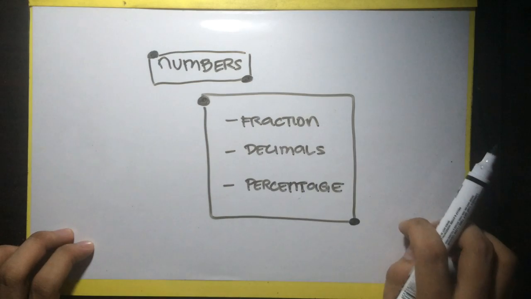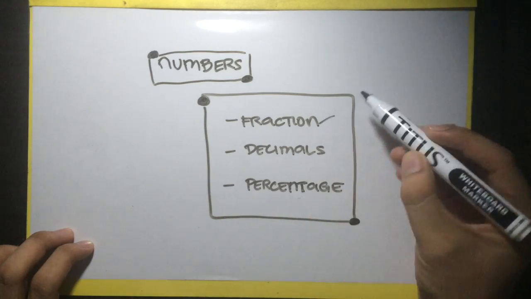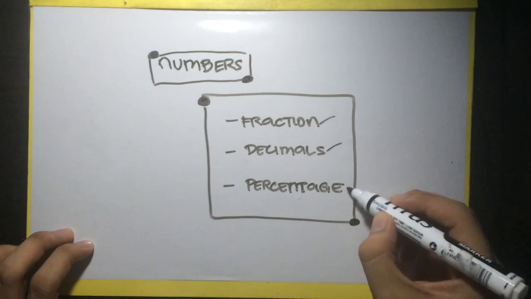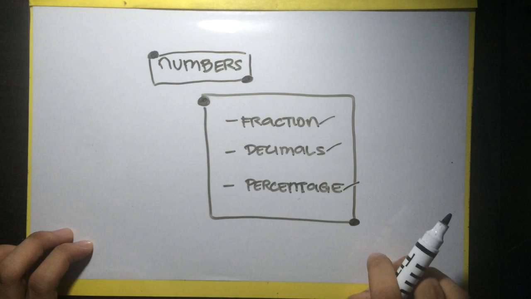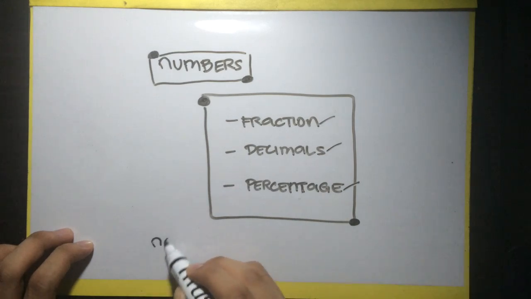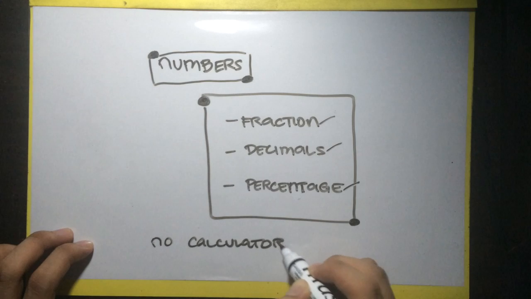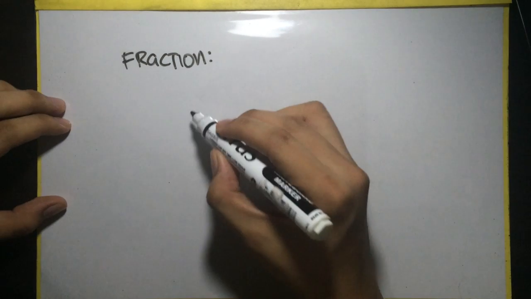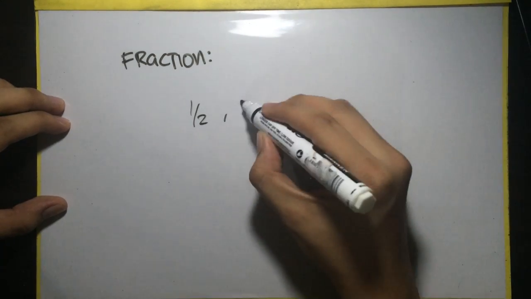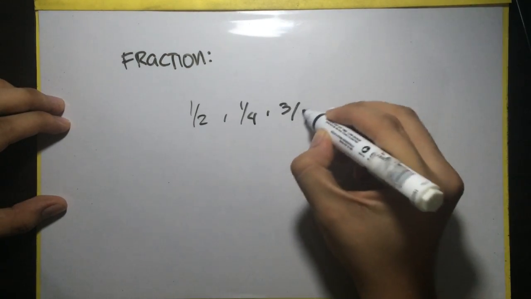Now we'll be discussing numbers, and under it are fractions, decimals, and percentages. We'll manually solve the problems here because during the exam there will be no calculator. So firstly we'll discuss fractions, and what we all know about fractional numbers. We have 1/2, 1/4, 3/4.